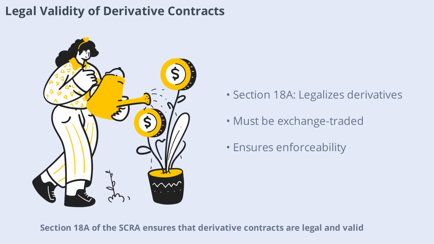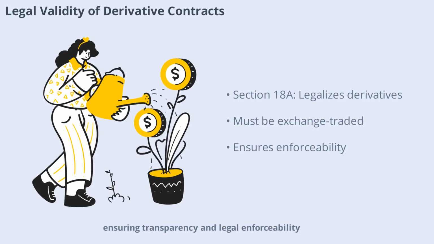Section 18A of the SCRA ensures that derivative contracts are legal and valid if they are traded on recognized stock exchanges and settled through their clearing houses. This provision overrides any conflicting laws, giving certainty to market participants. It also specifies that such contracts must be between parties and on terms notified by the central government, ensuring transparency and legal enforceability.